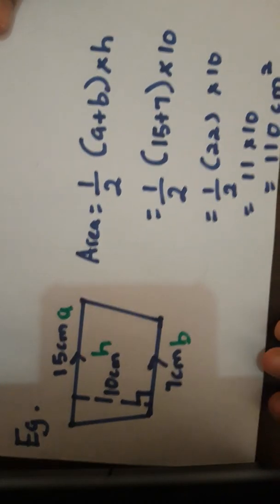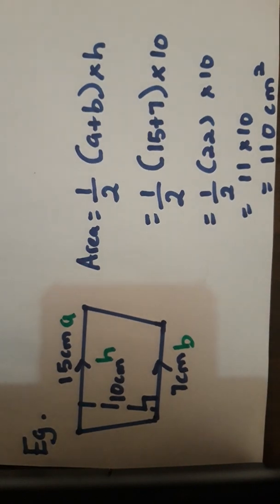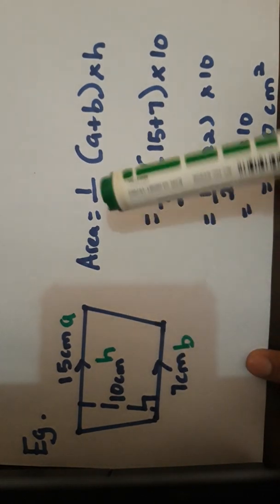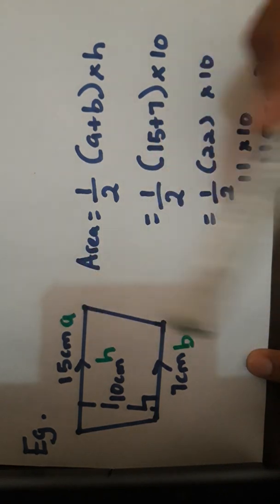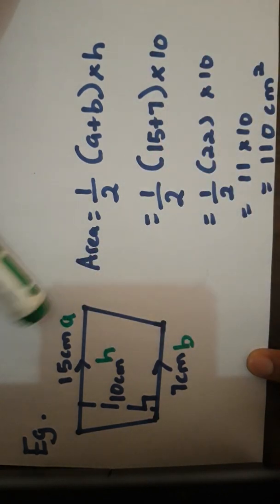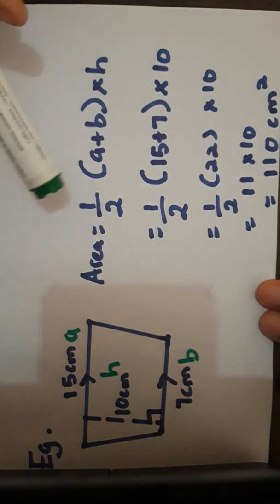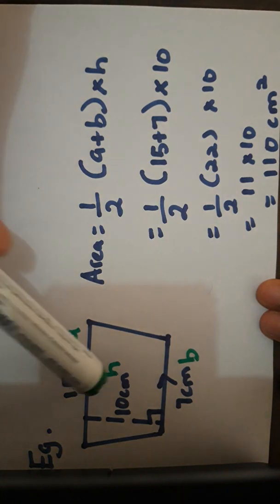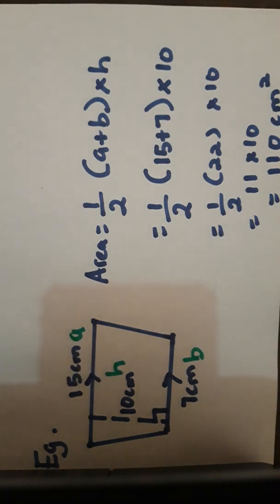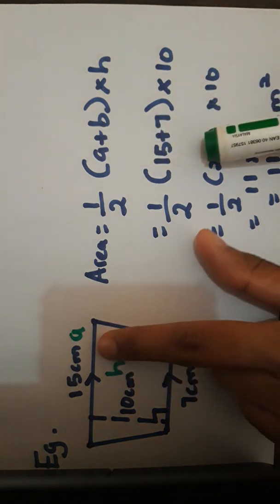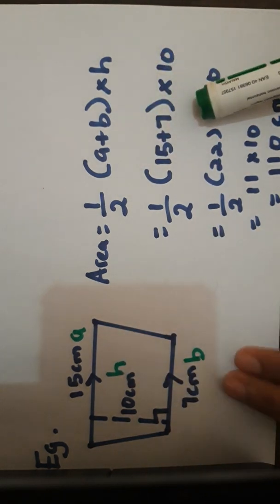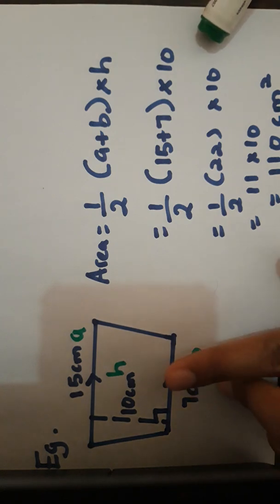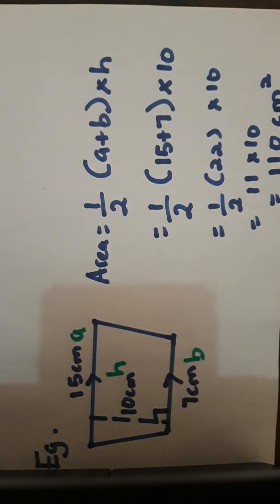So yeah, we have an example right here, and we have our trapezium. A and B would be the parallel sides. So in this example, A is 15, B is 7, while our perpendicular height is 10. So applying the formula, area is equal to a half of A plus B multiplied by H, our perpendicular height. So we put in all the values that we know. A would be replaced with 15, B would be replaced with 7, while H is replaced with 10. So we're working it out like this.